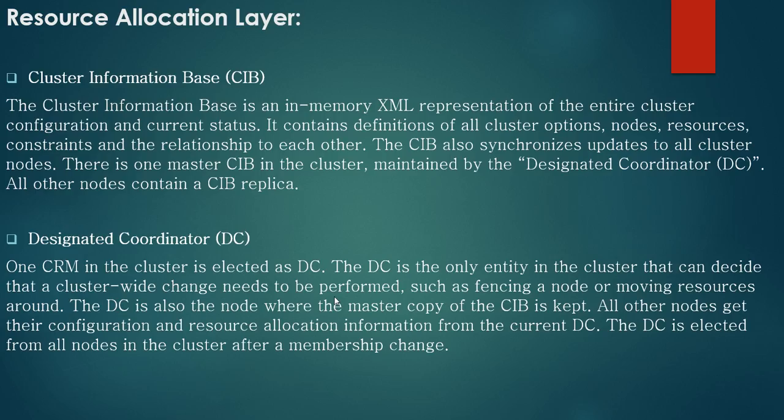Okay, so the next slide talks about the resource allocation layer. What is the cluster information base, CIB in short? The cluster information base is an in-memory XML representation of the entire cluster configuration and current status. So the cluster configuration, the resources, groups, clones, whatever you have created, all this information is saved in the CIB, and that is in XML format.